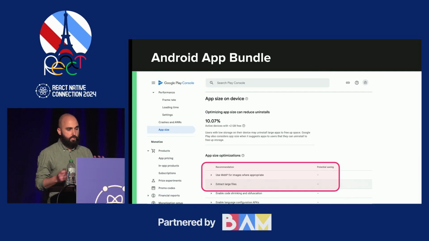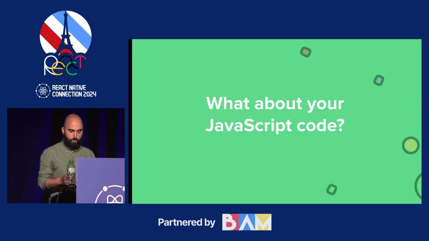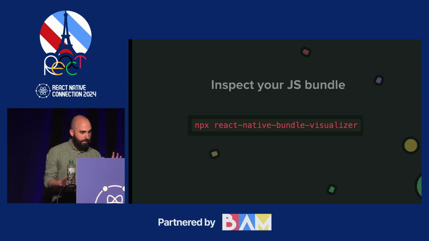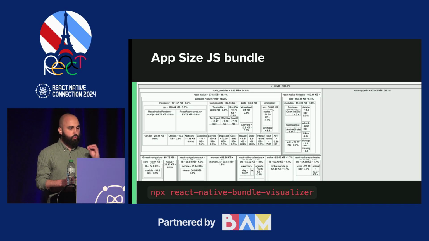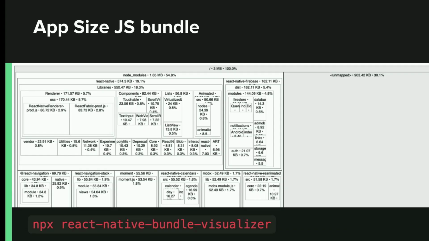Okay, optimizing native size is good, but what about your JavaScript code? Actually, to inspect your JavaScript bundle, you can use this great command line, npx react-native-bundle-visualizer, and it will output an interactive table in HTML. So if you never seen it before, there is a lot of information, but we will look step by step.